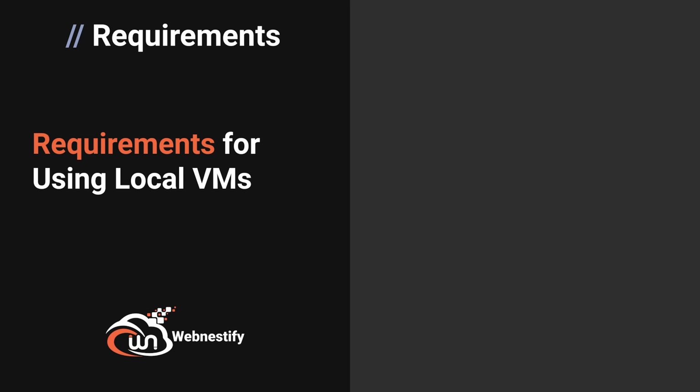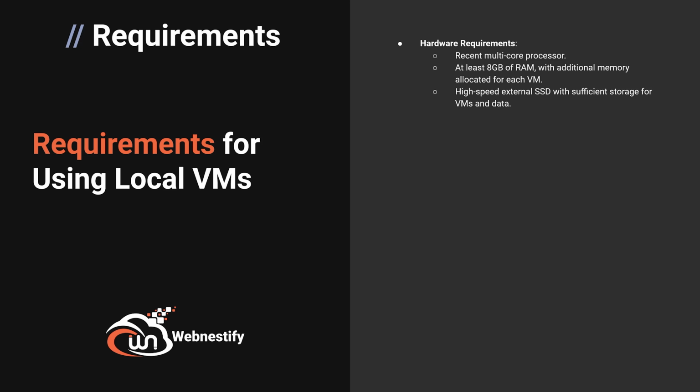So what are the requirements for using local virtual machines? First, we have some hardware requirements that you will need to have. You will need a recent multi-core processor, at least 8 GB of RAM for your system, with additional memory allocated for each virtual machine. A high-speed external SSD with sufficient storage for the virtual machine and data. I personally use the Samsung T7 Shield, which is a very fast NVMe USB 4 SSD.